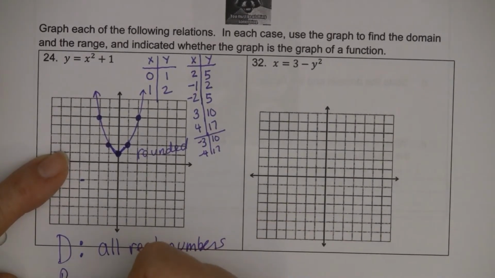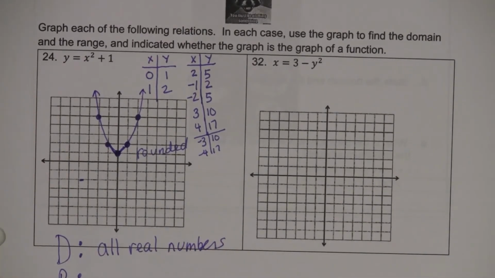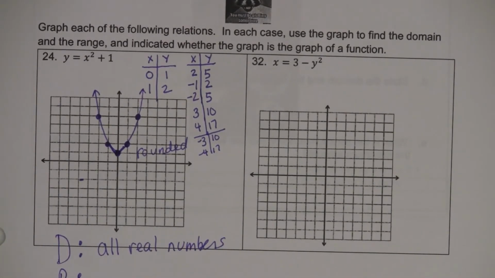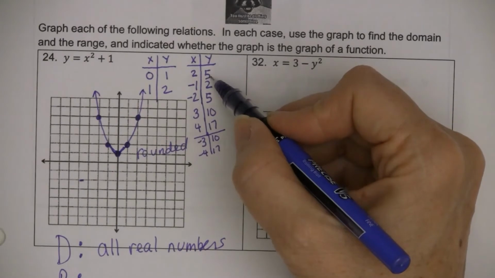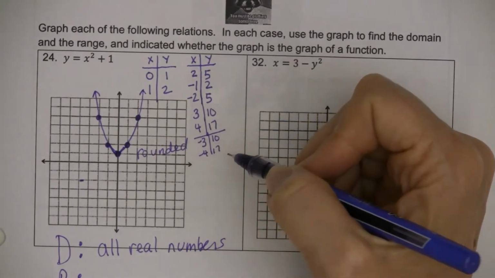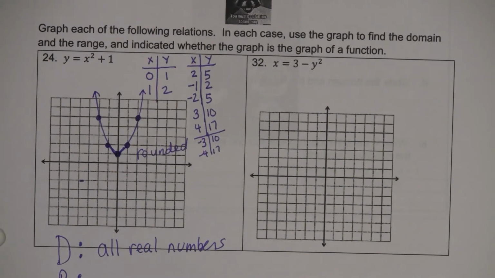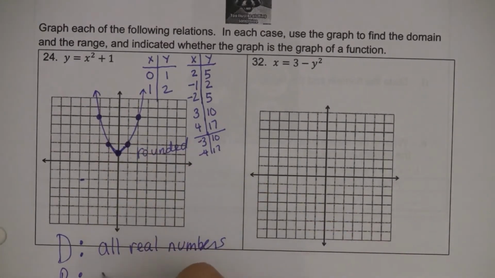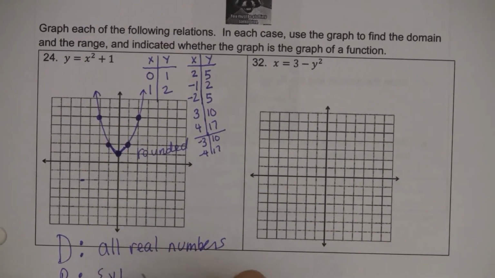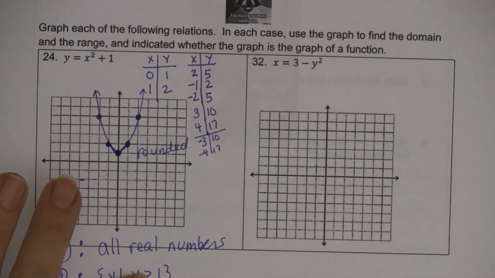And then the range, it can't be all real numbers, right? And you can kind of look at the y values that we have: 1 and 2 and 5 and 2 and 5 and 10 and 17. And I know there's some repeated, and that's okay in the range. It's okay to have them repeated. And so you notice that the lowest one here is 1. So we're going to have the set of y's such that y is bigger than or equal to 1. And I'm also okay with you just writing this, y is bigger than or equal to 1.